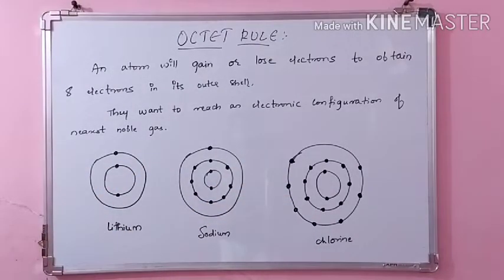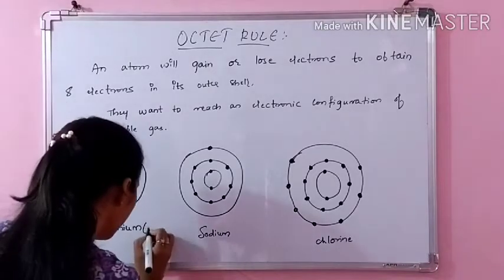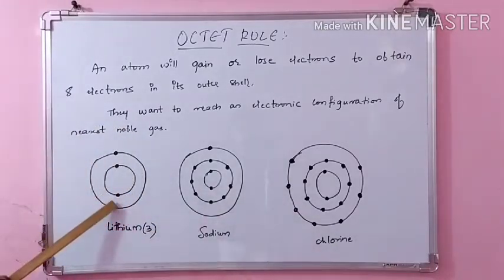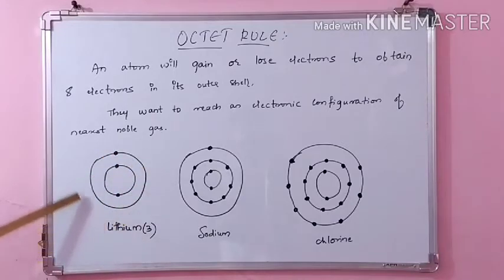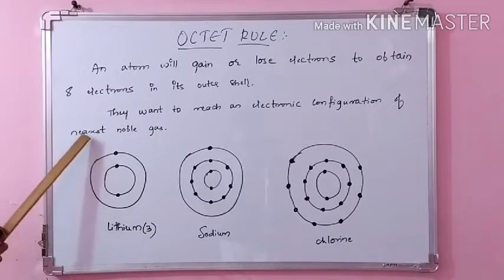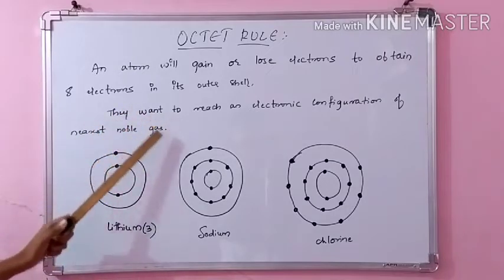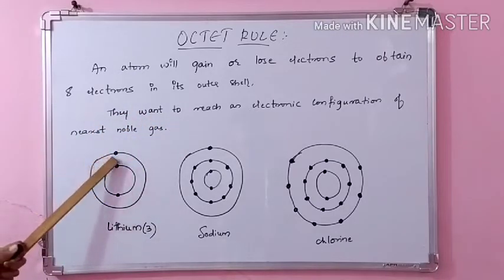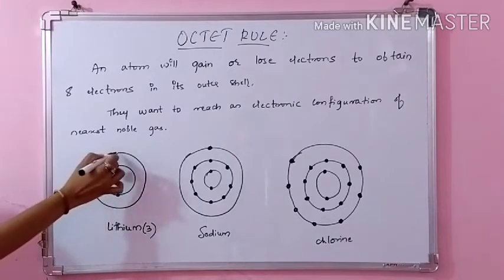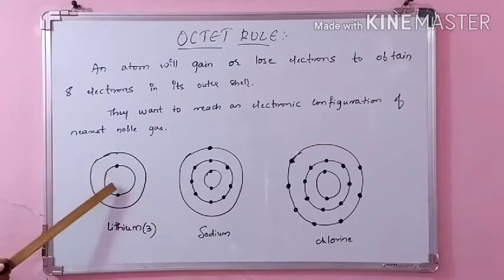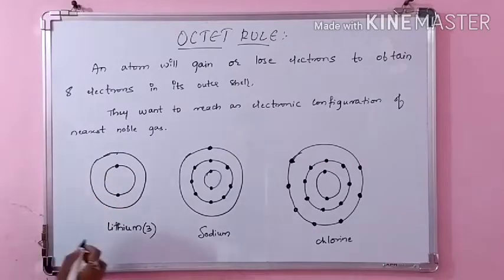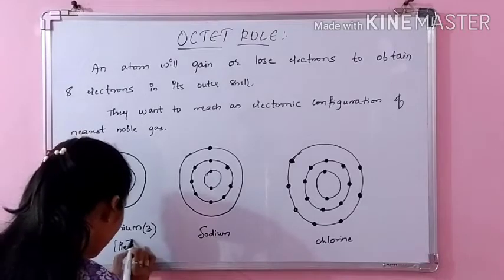Here you can see lithium, its atomic number is 3, isn't it? Hydrogen, helium and lithium. So you have 3 electrons placed. The first shell contains 2 and the next valence shell contains only 1 electron. As I said, it wants the configuration nearest to a noble gas. So it loses this electron. If it loses its electron, the valence shell is completely filled, and this is the state of the noble gas helium. So it will attain the configuration of helium, which is stable.